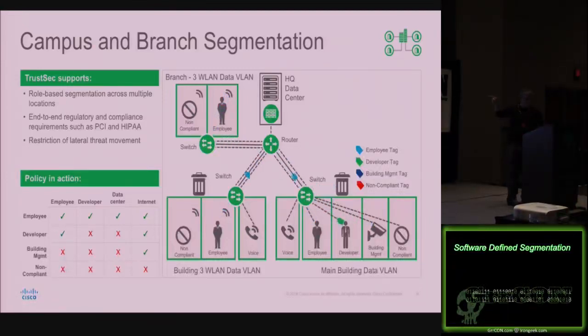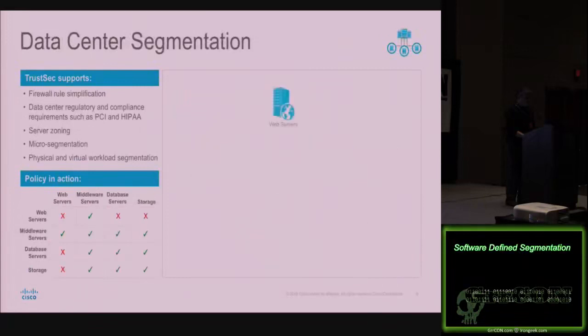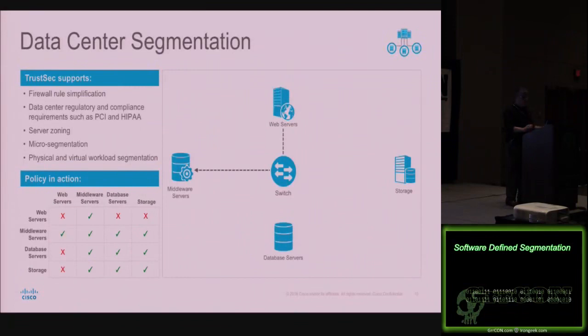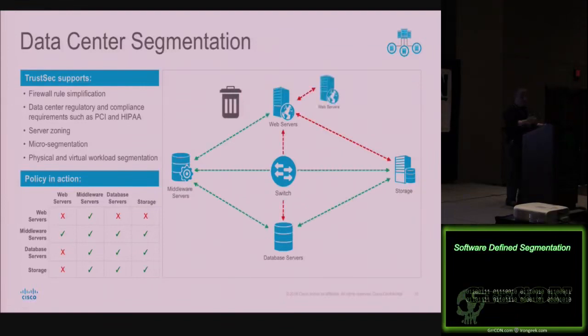So as in this example, we've got the main building VLAN, and then we've got branch VLANs. Both of them are using a data VLAN. I think the VLAN itself is irrelevant, I guess is what I'm trying to say. So within the data center, it's a similar concept, except we define who gets access, again, to what, right?